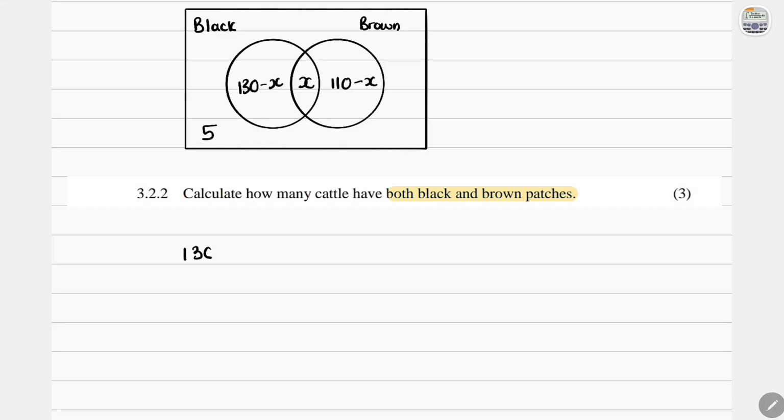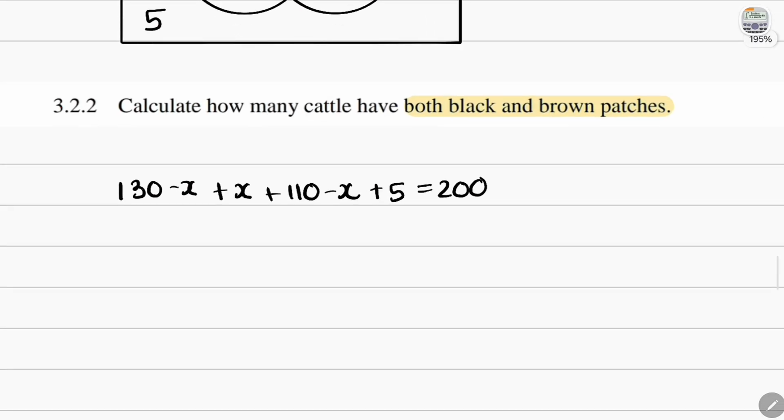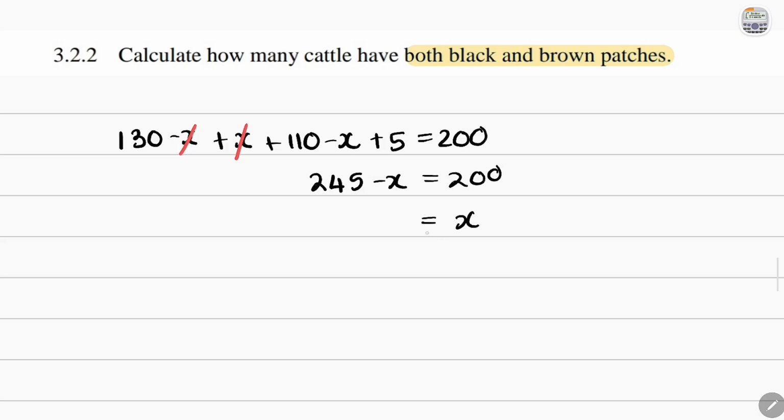So let's add 130 minus X plus X, and then plus 110 minus X, and then plus 5 is equal to 200, and this would solve for X. Do you see how we have negative X and positive X? They would cancel. And you have 130, 110, so that's 240, and then plus 5 is 245. So then we just have 245 minus X is equal to 200, then transpose the X. So it becomes positive X is equal to 245 minus 200. And so finally, X is simply equal to 45. And that is our answer.